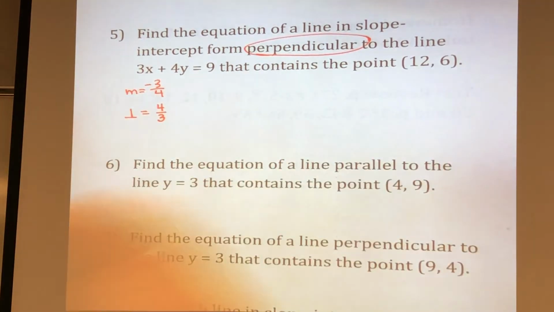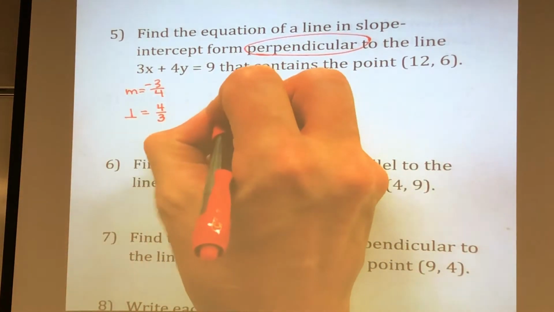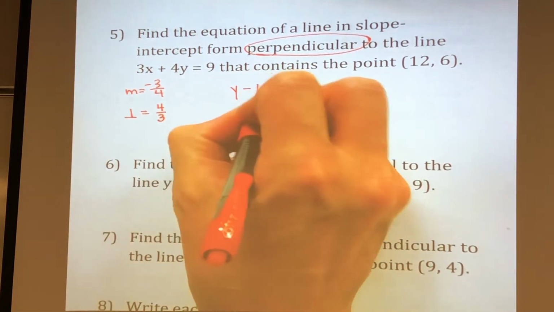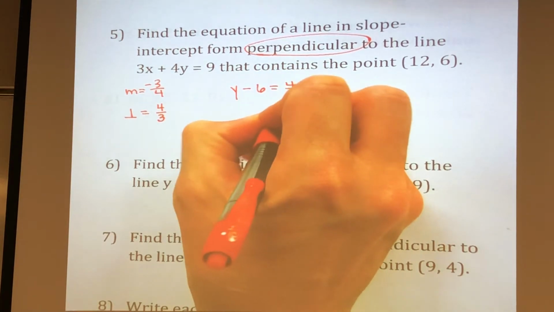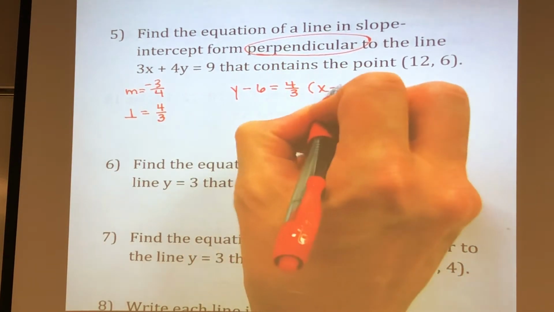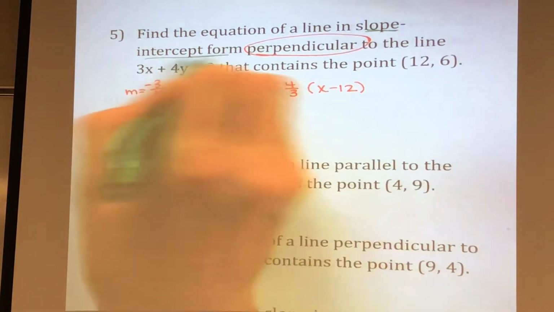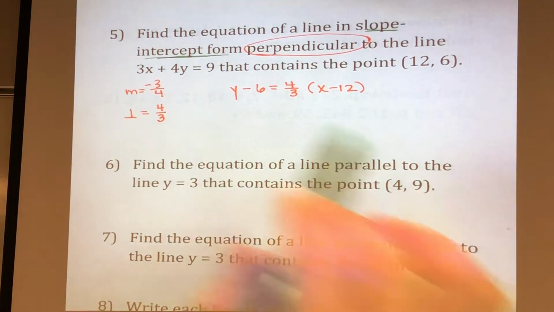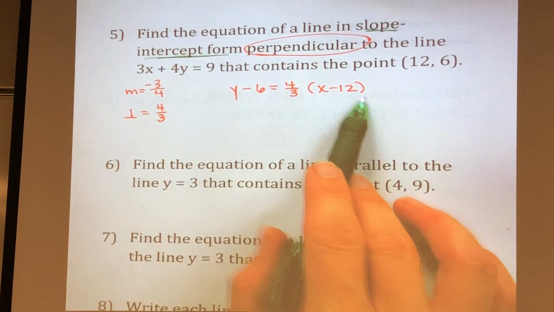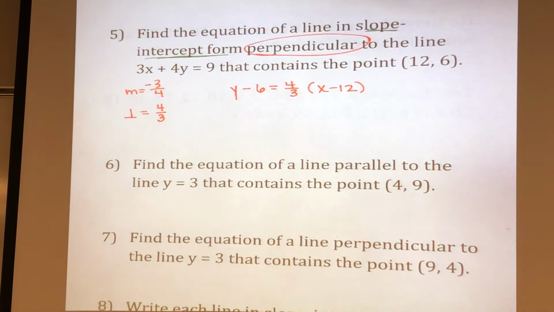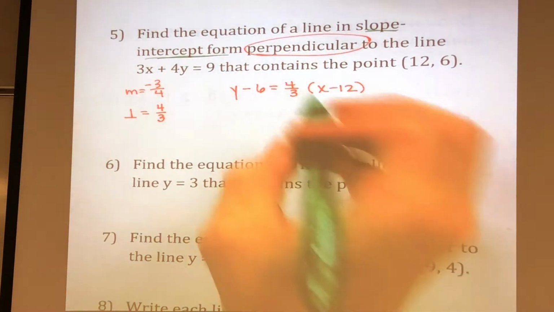Then we're going to put it into slope-intercept form. So y minus 6 equals 4/3 times x minus 12. Notice that the directions this time wanted our final answer in slope-intercept form. So we put it in point slope to begin with, but we have to keep going to get it to slope-intercept.